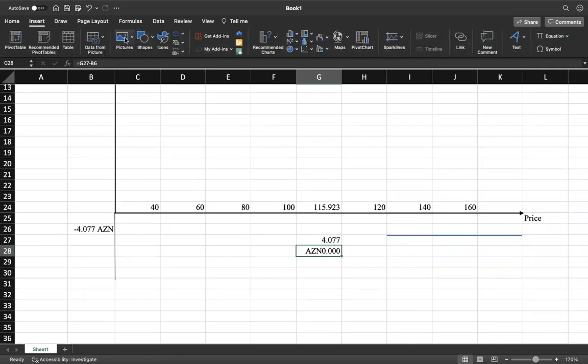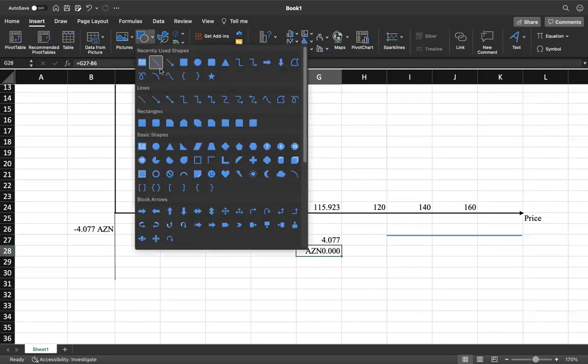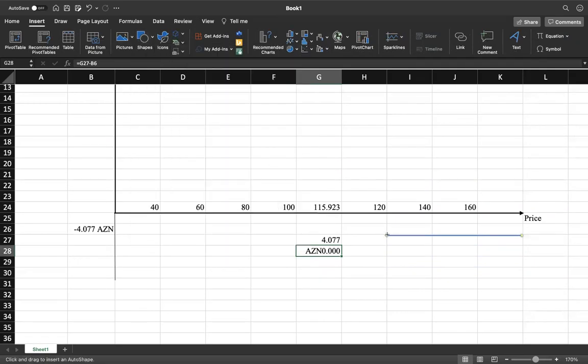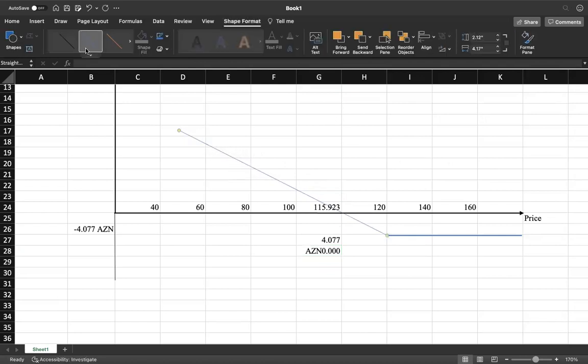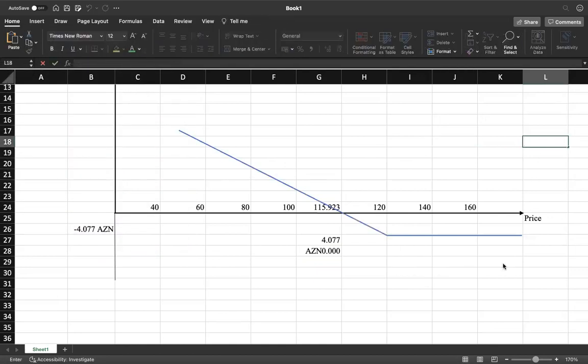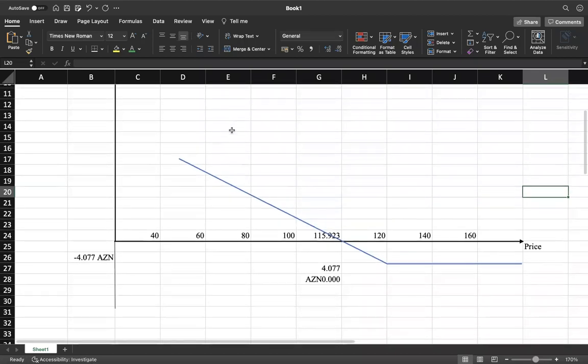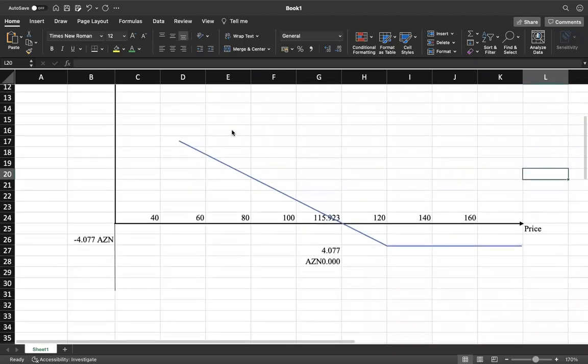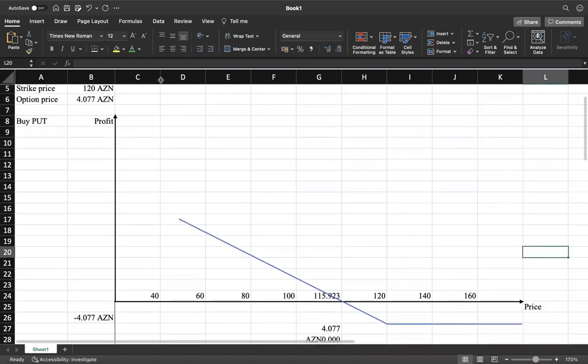Let me draw another line. From here, it should cross 0 at 115 stock price. That's it. It is our graph. So I want to decrease the size of this graph a little bit.